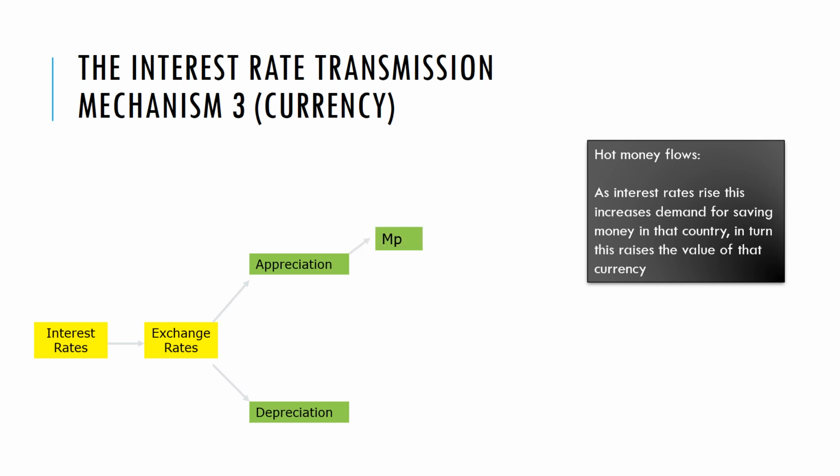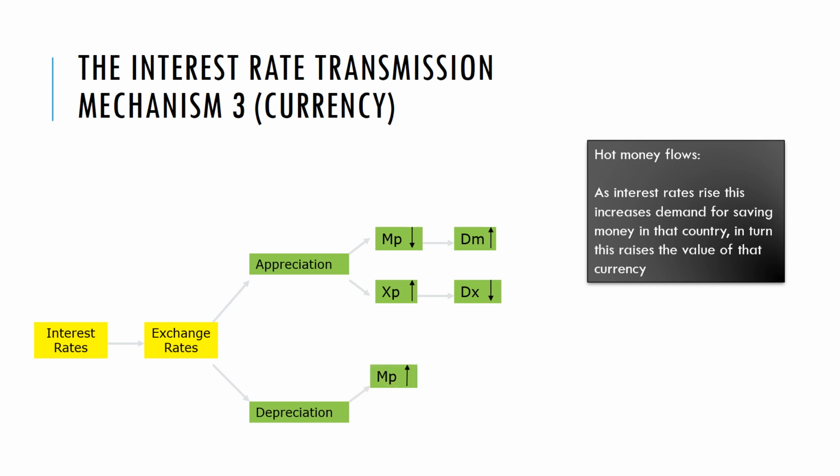Now, what we know, if there's an appreciation, a strong pound makes imports cheap and exports dear. If the price of imports goes down, then the demand for imports will go up. If the price of exports goes up, then the demand for exports will go down. So here, a rise in interest rates would see a fall in the balance of trade, less exports and more imports.